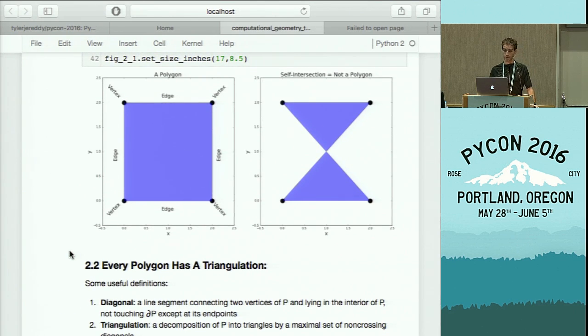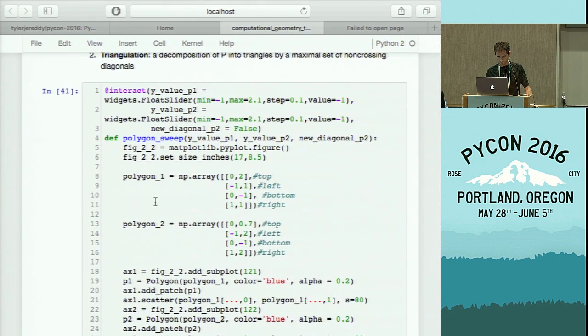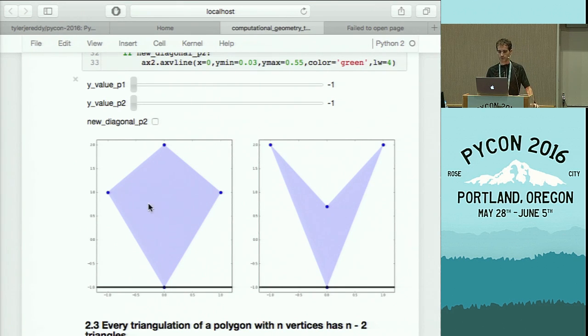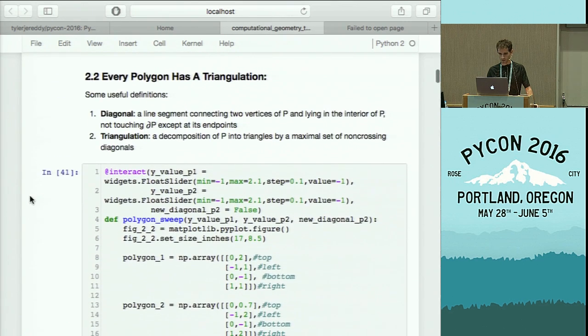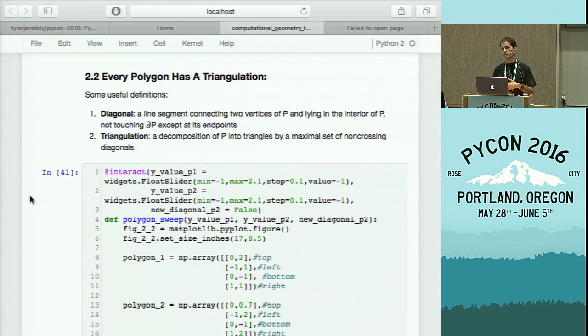So I've set up an interactive example here, and this is using basically two polygons with 4 vertices, but in a different arrangement. So there's one polygon that has a convex structure here, and another has a concave structure over here. So the idea is I'm just going to try to intuitively demonstrate that it's likely that every polygon has a triangulation, and not try to formally prove that.